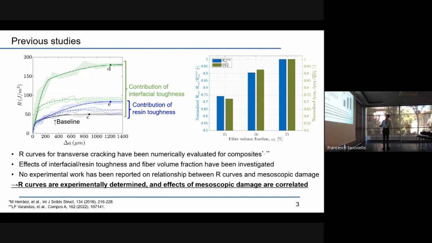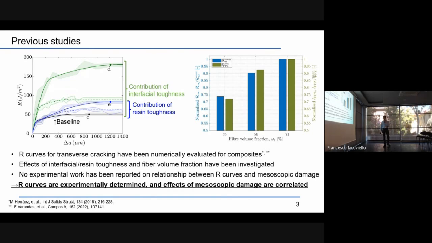There is some previous numerical research. For example, this is an R curve for transverse cracking, and this previous research studied the effect of interfacial fracture toughness and resin fracture toughness. Compared to the baseline, the contribution of interfacial toughness between fiber and matrix is very prominent. This previous study examined the effect of fiber fraction, which also affects the fracture toughness and size of the fracture process zone during cracking.